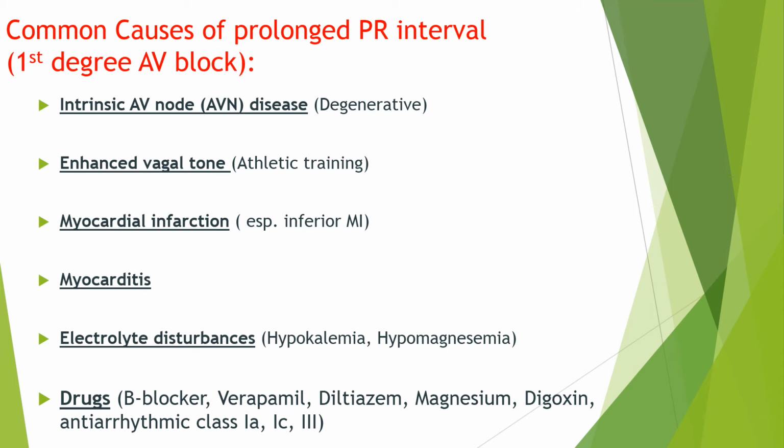Regarding the common causes of prolonged PR interval, or first degree heart block, it may be degenerative intrinsic AV node disease, it may be enhanced vagal tone like athletic heart, and it may be myocardial infarction, especially inferior myocardial infarction, myocarditis, electrolyte disturbance like hypokalemia and hypomagnesemia, and drugs like beta blockers, verapamil, diltiazem, magnesium, digoxin, and some antiarrhythmic drugs like class 1A, 1C and class 3 drugs may cause prolongation of the PR interval by affecting the AV node.